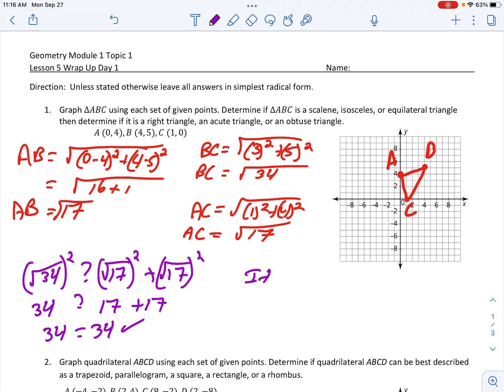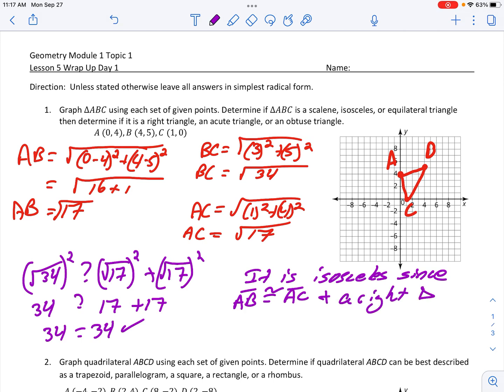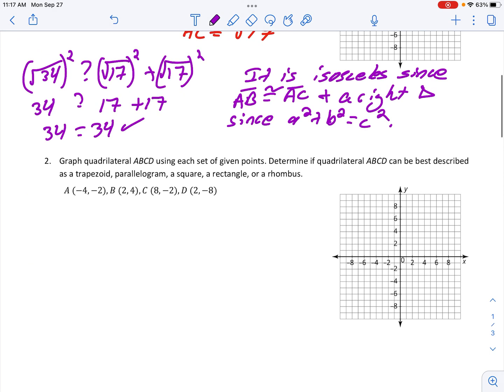We're going to say it is isosceles since AB is congruent to AC, and a right triangle since a squared plus b squared equals c squared.